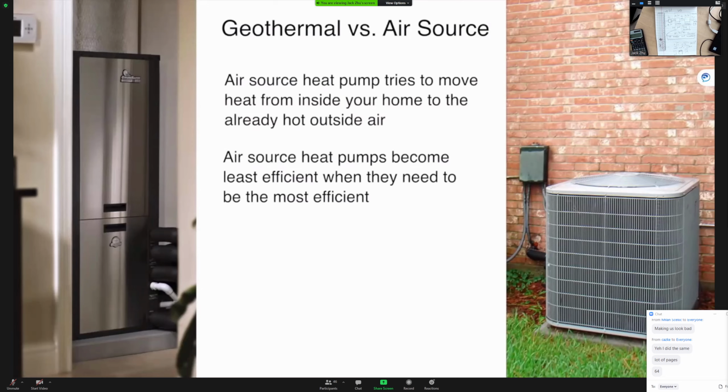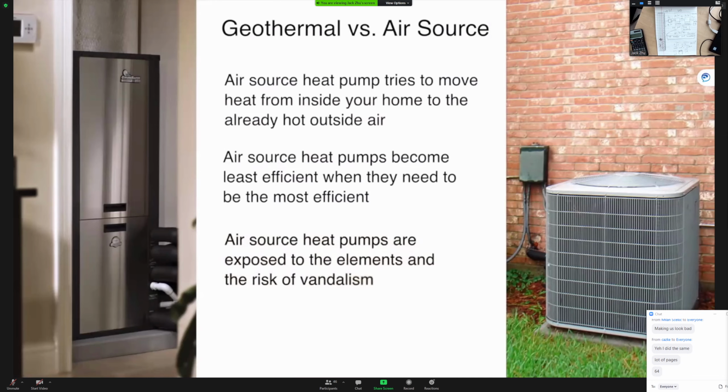A geothermal heat pump system doesn't have this problem. A geothermal system exchanges the heat in your home with the cooler ground using its underground loop system. It simply doesn't have to deal with high outside air temperatures the way an air source heat pump does. Add to this the fact that a geothermal system is installed safely inside your home with the loop buried underground. Unlike an air source heat pump, there is no outdoor equipment exposed to the elements or the risk of vandalism.